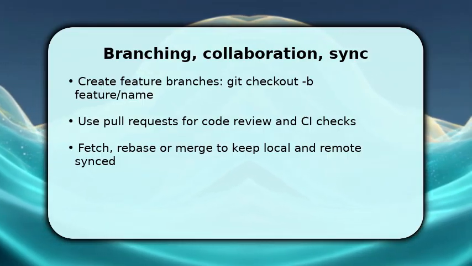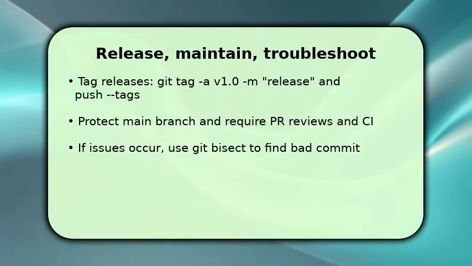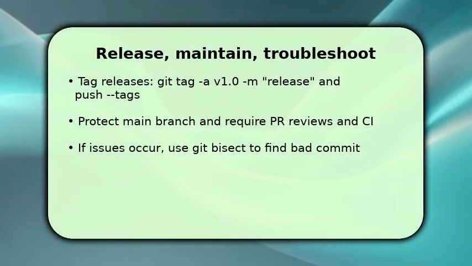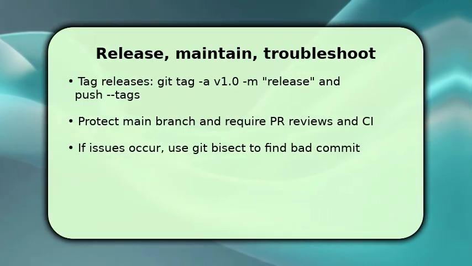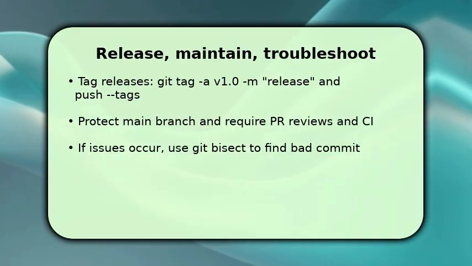You'll create releases by tagging stable commits and pushing tags to GitHub, enabling clear versions for deployments. Make sure to protect the main branch and require pull request reviews plus CI passing before merges.